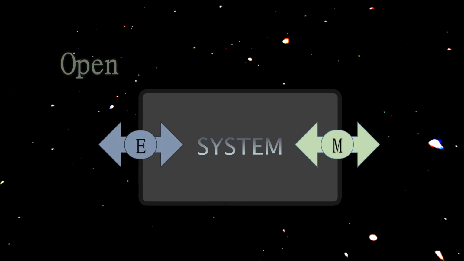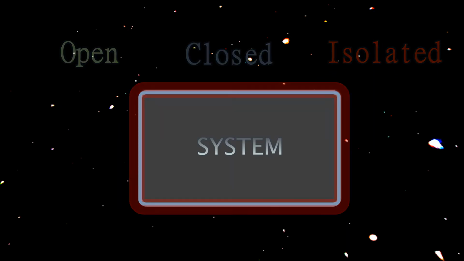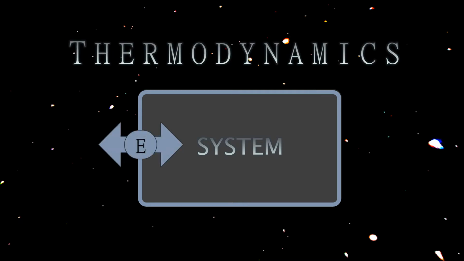Imagine we are studying a small fraction of the universe, what in physics we would be calling a system. Depending on how it interacts with its environment, the system can be open, if it changes matter and energy, closed, only energy, or isolated, neither of them. The science that studies how systems exchange energy is called thermodynamics.